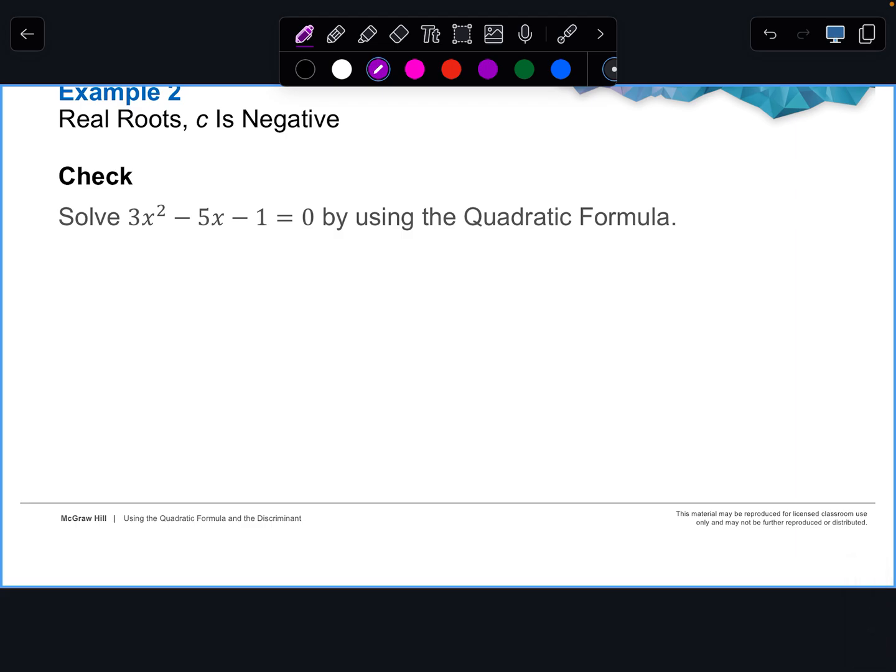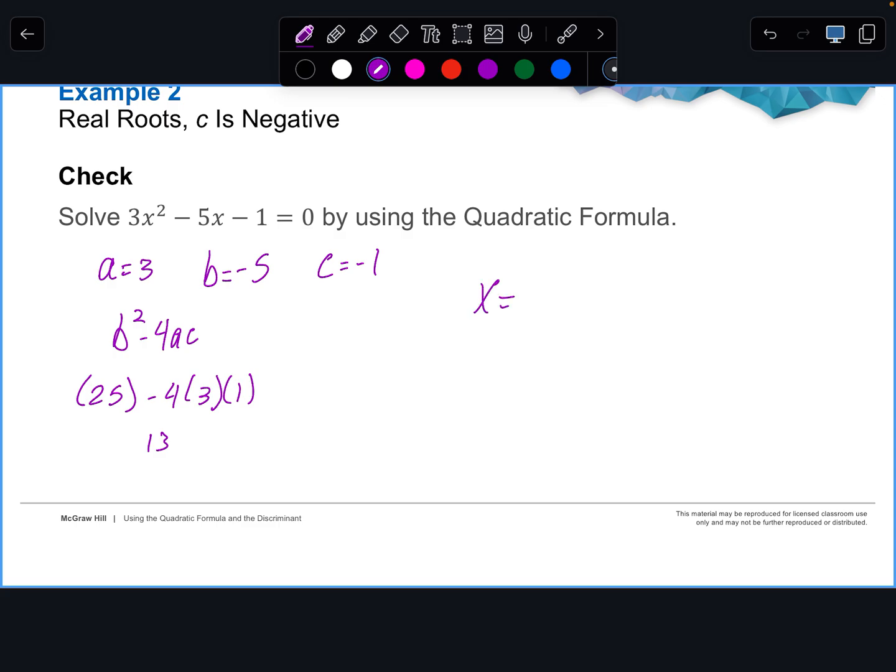What is A here? B? C? Okay, so b squared minus 4ac. 25 minus 4 times 3 times 1. 25 minus 12 is 13, right? Okay, so x equals opposite b plus or minus square root 13 all over 2 times 3. There's my answer.